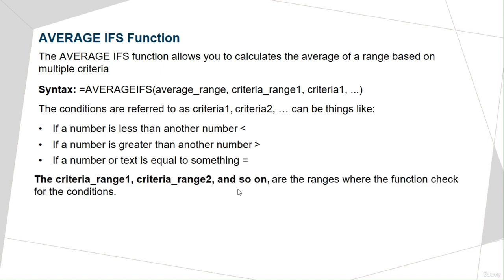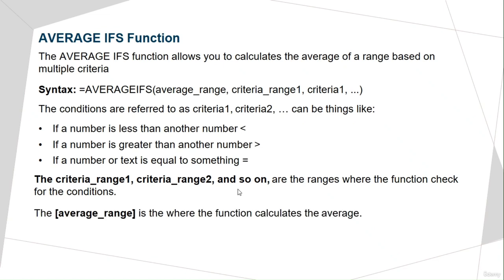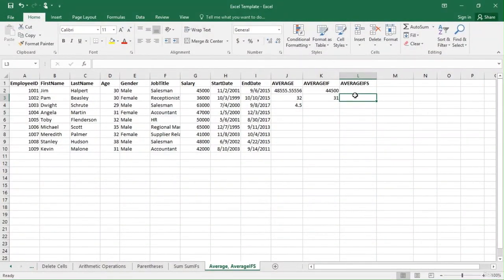The criteria range 1, criteria range 2 are the ranges where the function checks for the conditions. So recall, for the AVERAGEIF, we have the criteria and we have the range. But in this case, because AVERAGEIFS accepts multiple conditions, we can have more than one criteria range. While the average range is where the function calculates the average. Let's take a look at AVERAGEIFS.